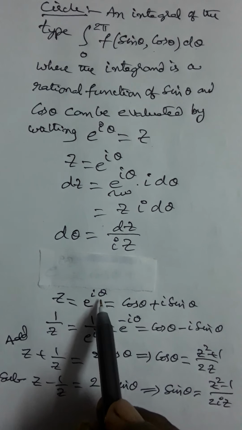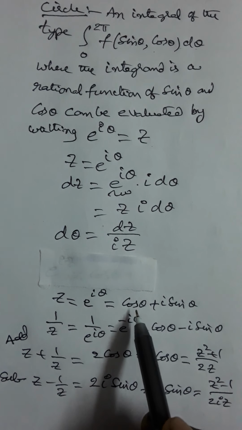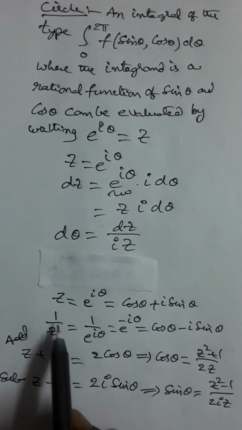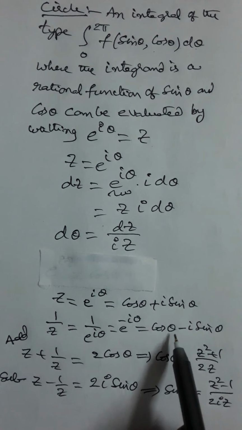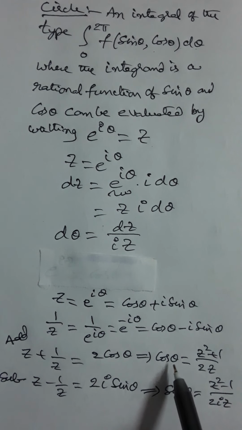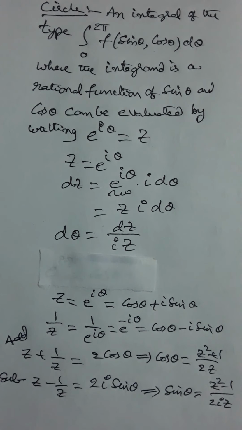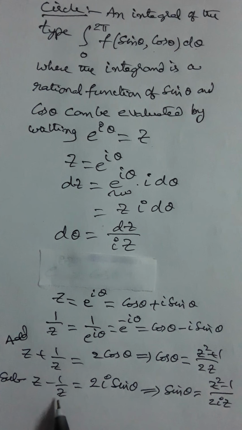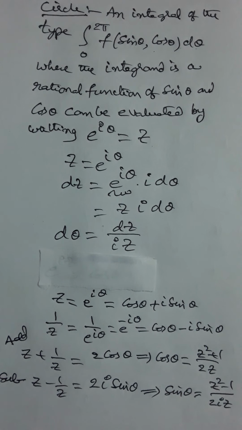z = e^(iθ), by Euler's formula, cos θ + i sin θ. 1/z = cos θ - i sin θ. Adding, z + 1/z = 2 cos θ. From this, cos θ = (z^2+1)/(2z). Subtracting, z - 1/z = 2i sin θ. From this, sin θ = (z^2-1)/(2iz).